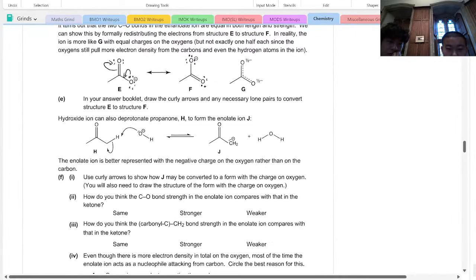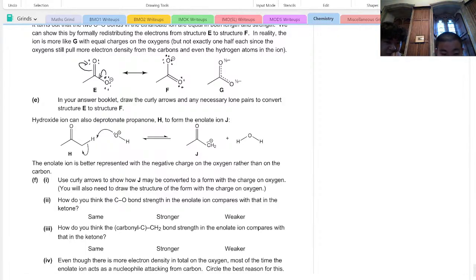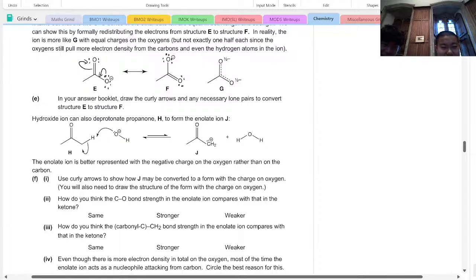Okay, hydroxide ion can also deprotonate propanone to form the enolate ion. The enolate ion is better represented with the negative charge on the oxygen rather than on the carbon. Use curly arrows to show how J may be converted to a form with a charge on the oxygen. Okay, so to be honest, I think it's gonna be like this. Is it like the same? It's the same.